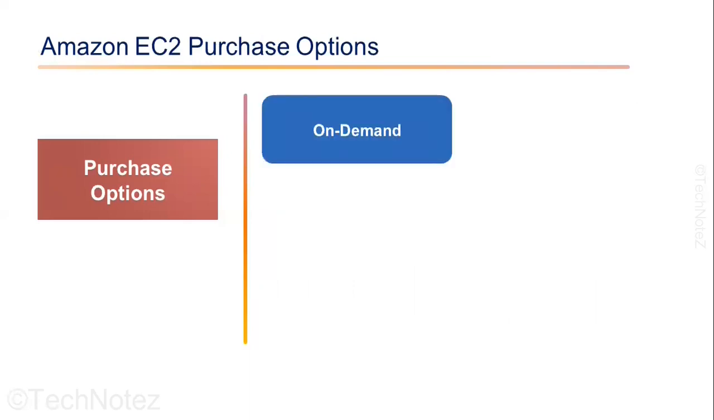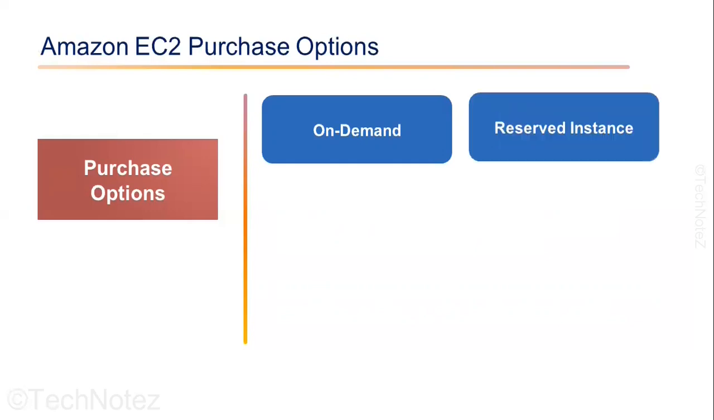On demand. On demand purchase options pay for the instances by the hour with no long term commitment or upfront payment. This option is best for users who need flexibility and do not want to commit to long term uses or don't want to pay the upfront cost. Reserved instances. Reserved instances purchase the instances at a discounted hourly rate with a 1 or 3 year commitment. This option is best for users who can predict their uses and want to save money over a long period of time.